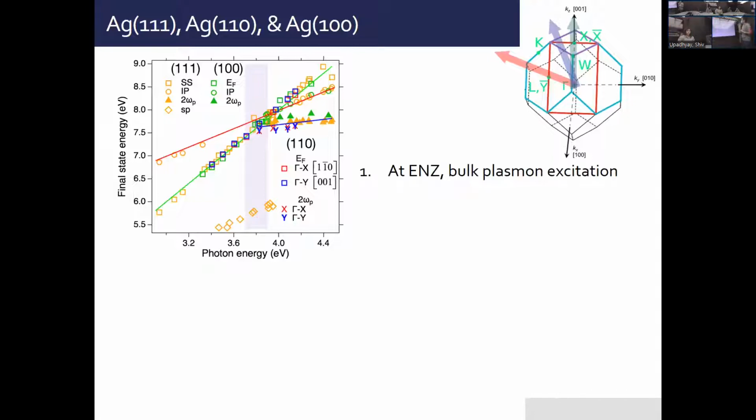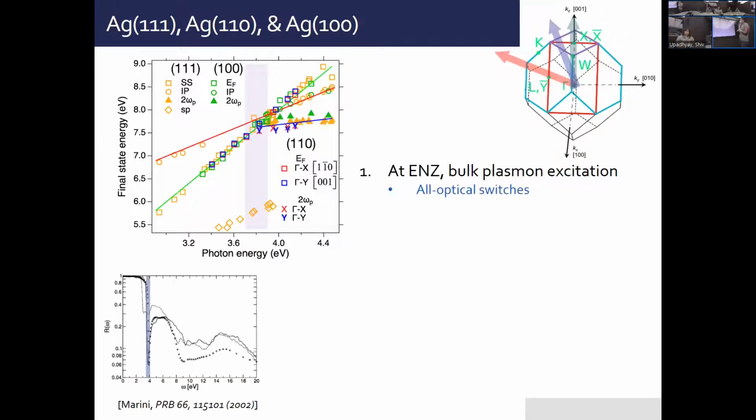In the epsilon near zero region, we have observed the bulk plasma excitation. For the material in the epsilon near zero region, for example the reflectivity of the metal surfaces, we can observe an abrupt change in the reflectivity in this epsilon near zero shaded region. So scientists expect that the optical properties will change abruptly in this region, and they propose optical switches using epsilon near zero material.